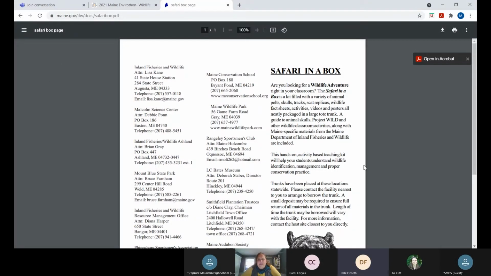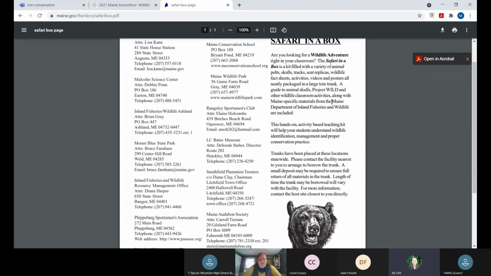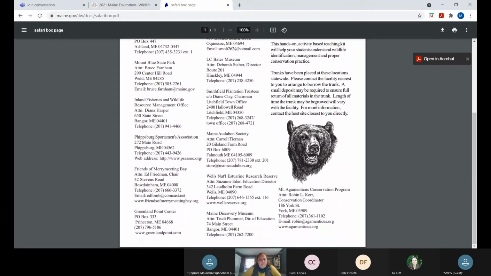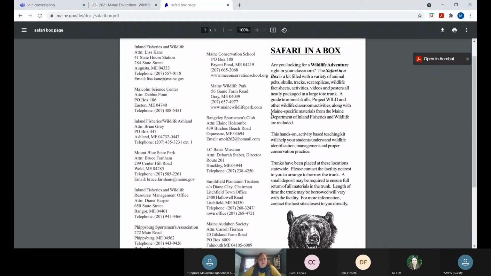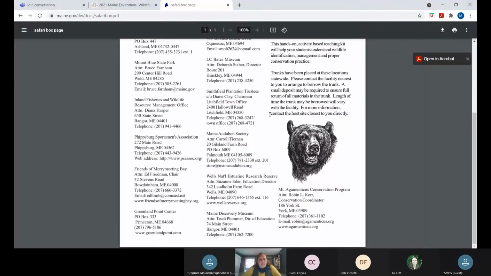Can you guys see the Safari in a Box page, or are you still looking at the Jeopardy game? Okay, perfect. Allie, if you don't already have this in your list of resources, you can add it. I put the link in the chat. It may need a little updating, because I think this is the original list of the first round of boxes, so these would all be the big boxes. I think there's another spot on their website that lists the smaller boxes as well, but that's great.